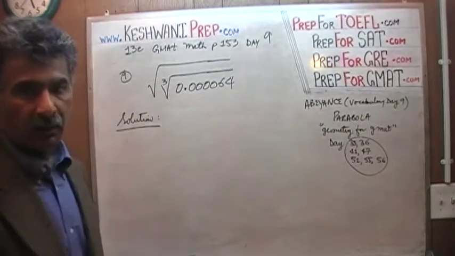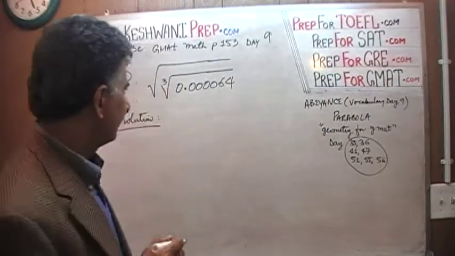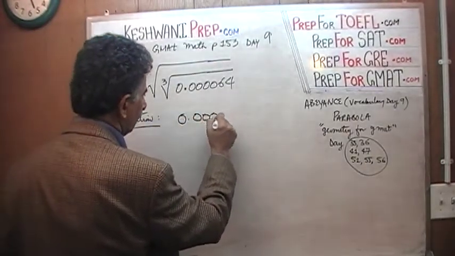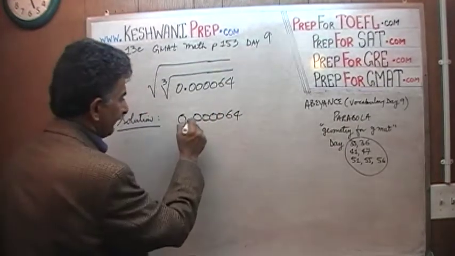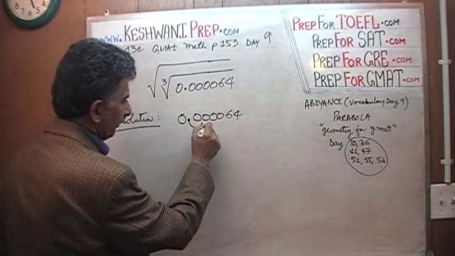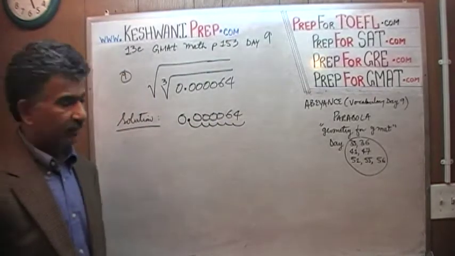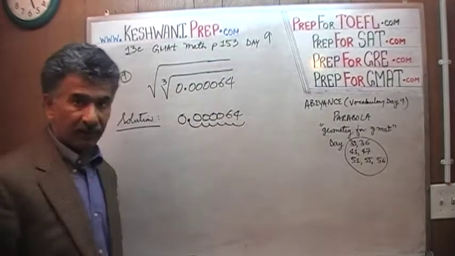We're not going to try to figure out this cube root and the square root of the whole thing in one shot. Let's do it step by step. Let's just focus on 0.000064. What we notice is that it is 6 decimal places. 1, 2, 3, 4, 5, 6. It is 6 decimal places before we move this decimal to the other side of 64.